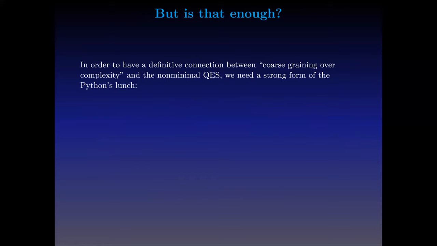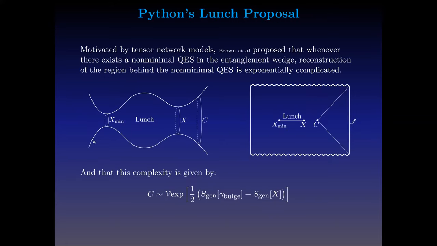But this proposal is not quite enough for our purposes. In order to have a definitive connection between coarse graining over complexity, and I put this in quotation marks, and the non-minimal quantum extremal surface, we need a slightly stronger form of the Python's lunch. It's not enough just to know that whenever there's a non-minimal quantum extremal surface, then you have exponential complexity. You also need to know that it doesn't exist without a non-minimal quantum extremal surface.